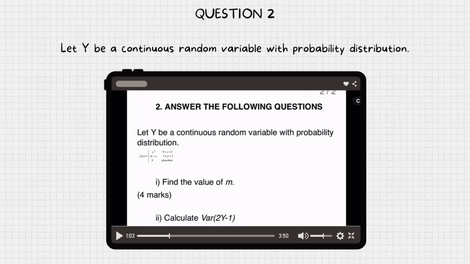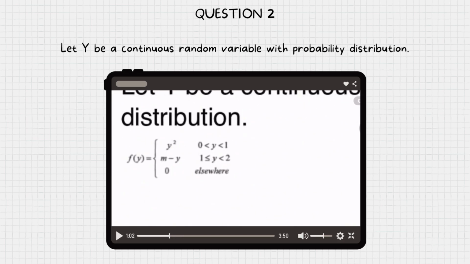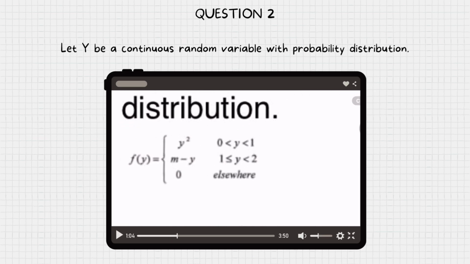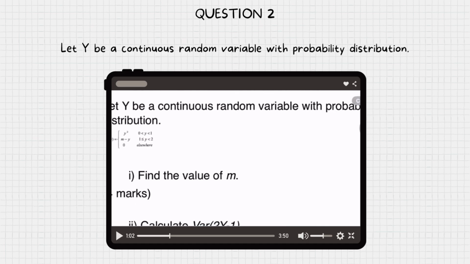So here I will help you to answer the question for number 2. First, the question is: let Y be a continuous random variable with probability distribution. Here we have two functions. The first function is y squared for 0 less than y less than 1, and the second function is m minus y for 1 less than y less than 2. The first question is to find the value of m.